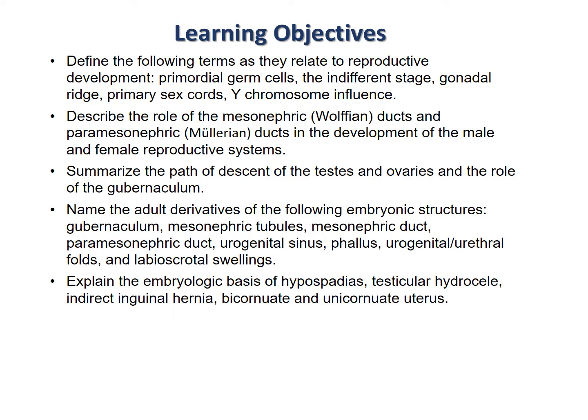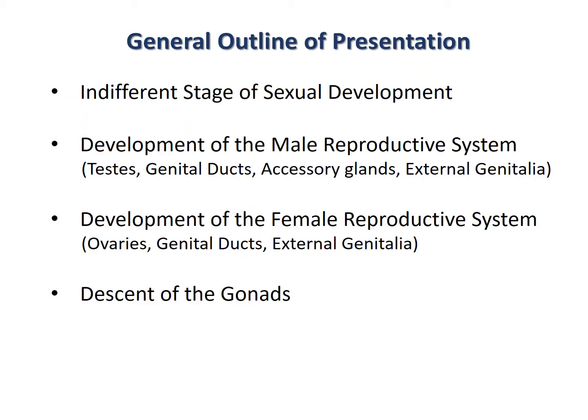This list of learning objectives will guide your learning of the content of this presentation. The general outline we will follow in this presentation is indicated on this slide. First, we will describe the early development of the gonads, genital ducts, and external genitalia for both males and females during the first 6 weeks, a period known as the indifferent stage of sexual development. This information is essentially the same for both sexes.